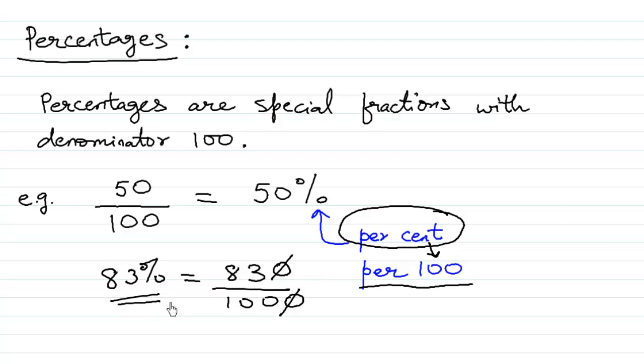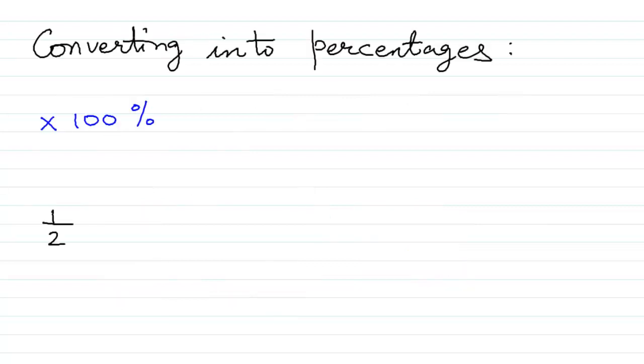So now let us see how we can convert fractions or numbers into percentages. In order to convert anything into percentage, we multiply by 100 and then we put the symbol of percentage. Now let me explain the meaning of this.